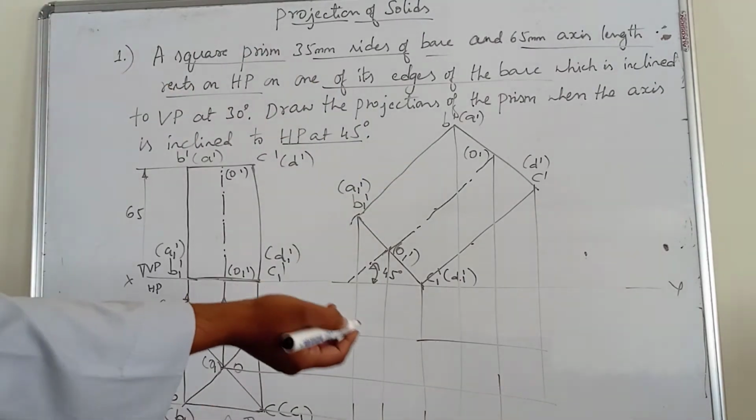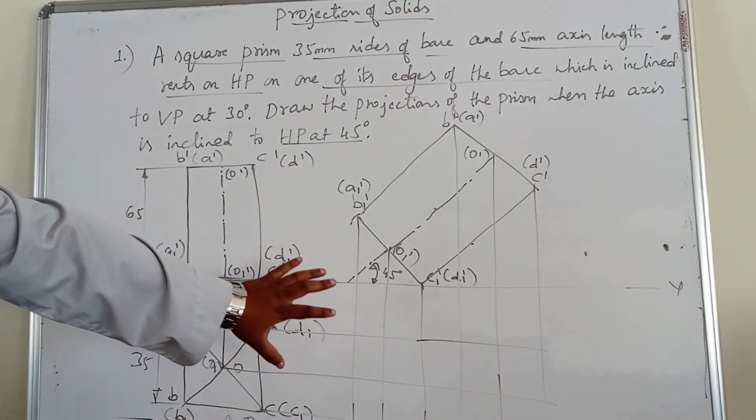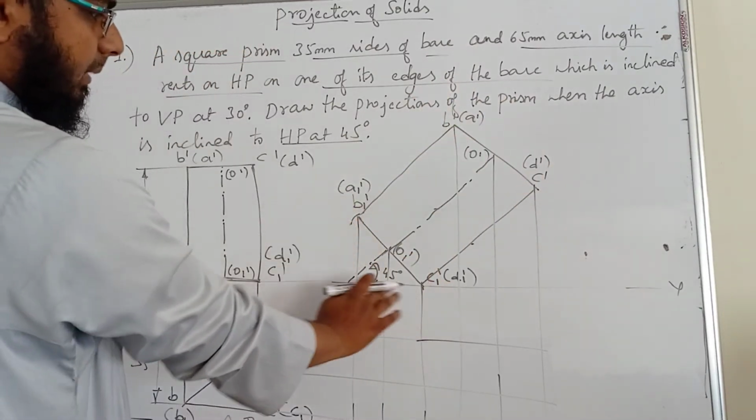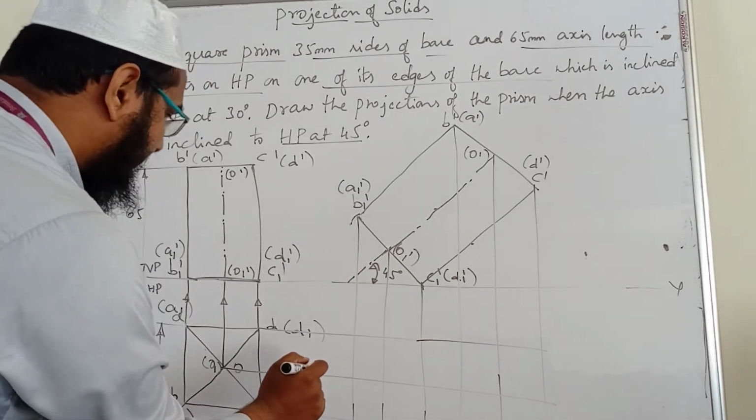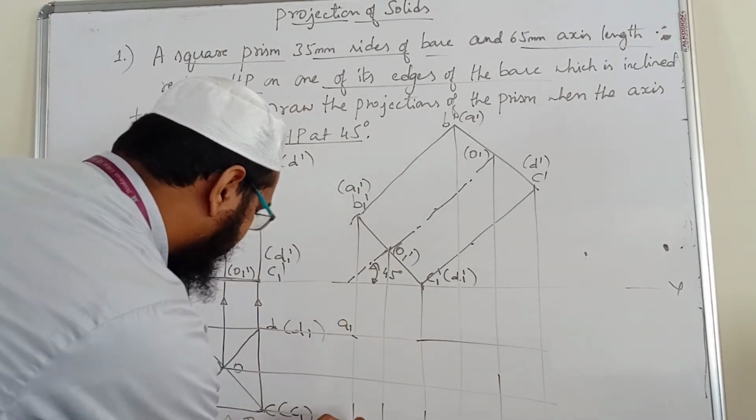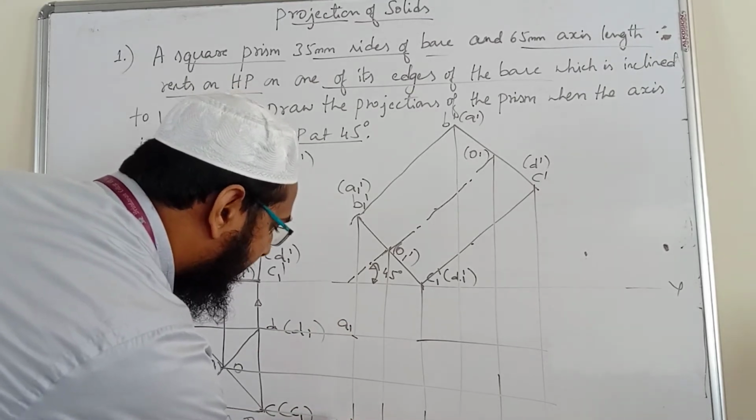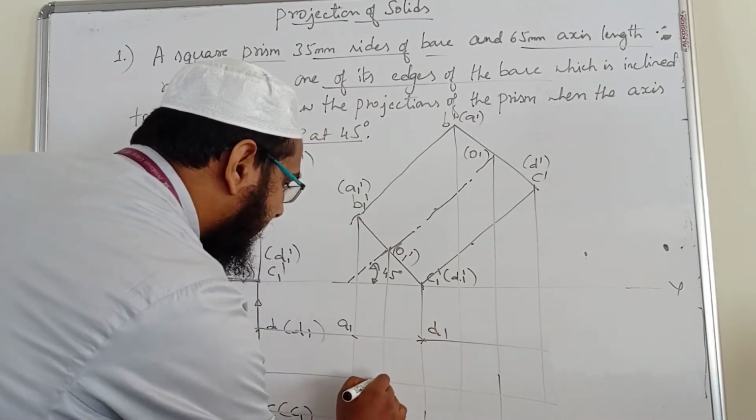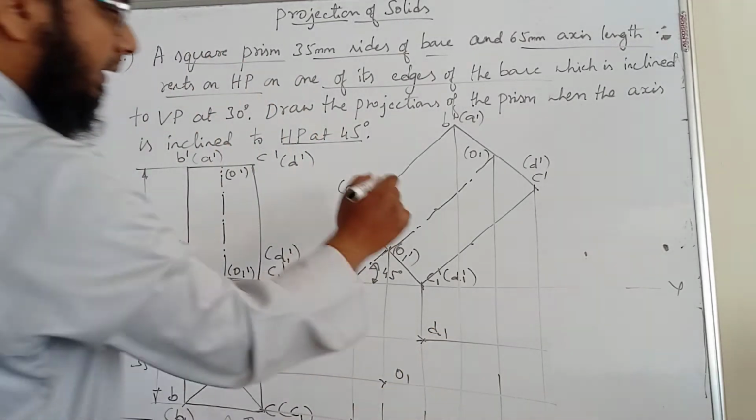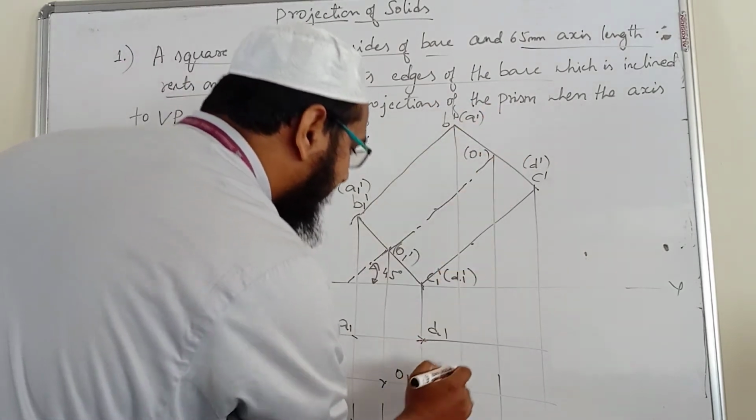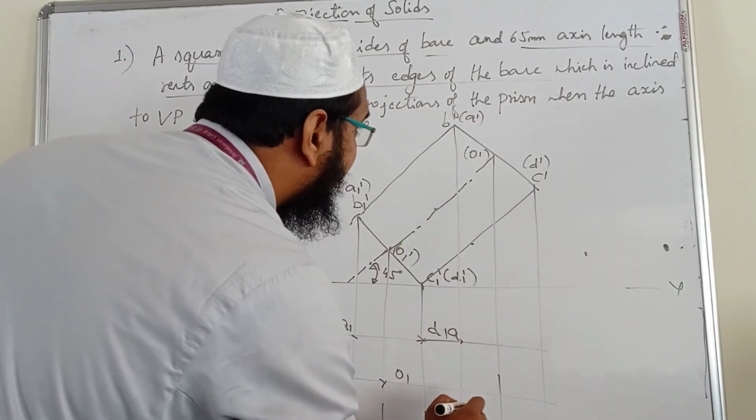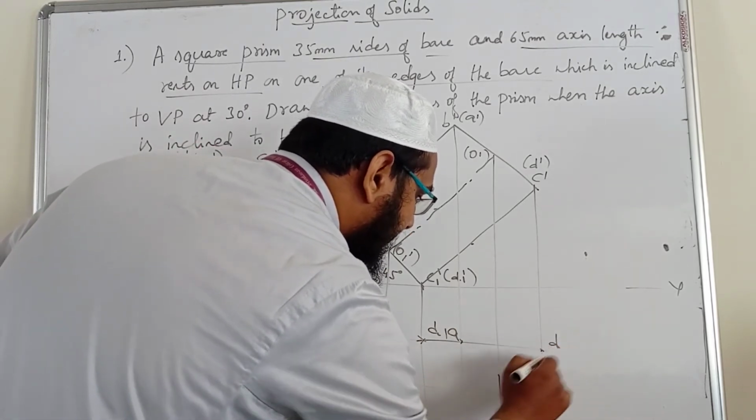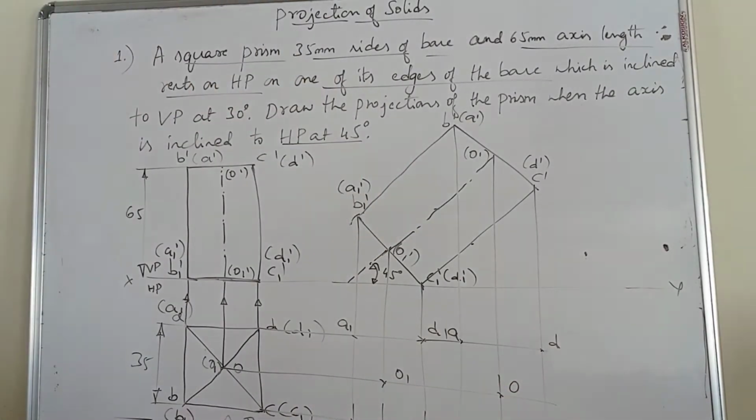For writing the notations, you have to consider either the top face first or the bottom face. First I am considering the bottom face here. You can see that they are merging. This is A1, this is B1, this is C1, this is D1, and this will be O1. Similarly for the top face also we can write. So this is A, this is B, this is C, this is D, and this is A. Okay, so you have done the namings.